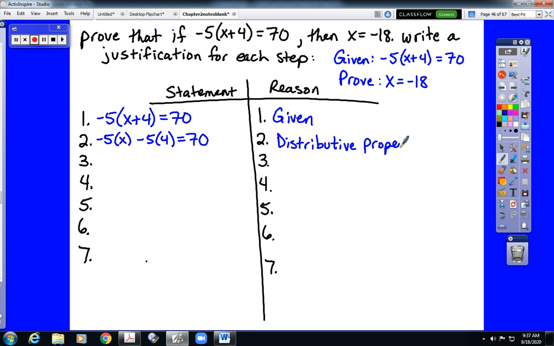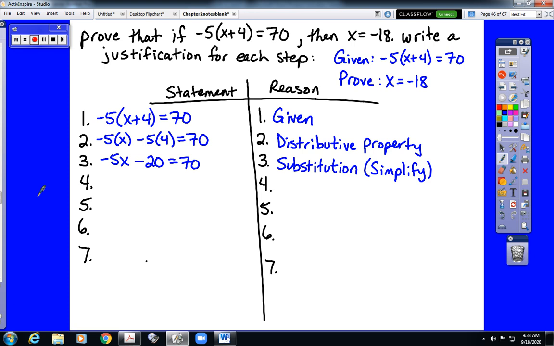And then we are actually going to simplify that step, which would be -5x minus 20 equals 70. And any time that we simplify, we are going to use the substitution property, only we are going to list it as substitution parentheses simplify, because there is another way that we will use the substitution property in later proofs that will be a completely different use of that property. So we are using the substitution property any time that we simplify.